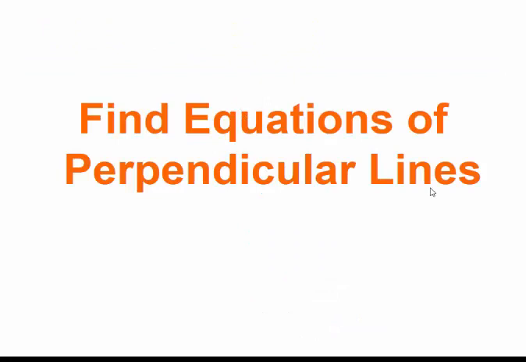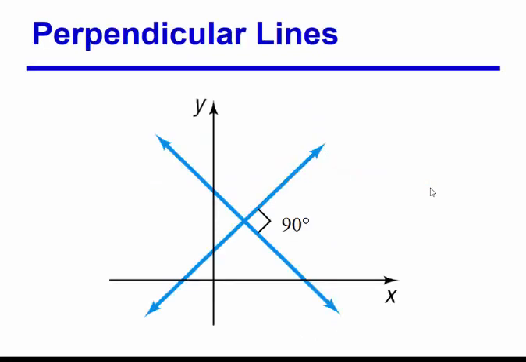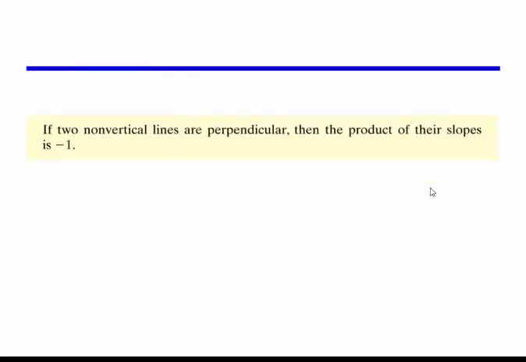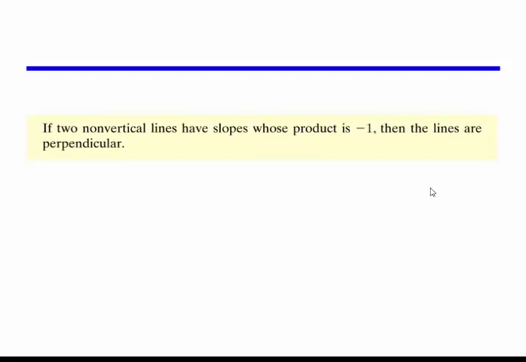Next thing is find equations of perpendicular lines. So perpendicular lines intersect and they form a 90-degree angle. The other thing is two non-vertical lines are perpendicular if and only if the product of their slopes is negative 1. So if two non-vertical lines are perpendicular, that means that the product of their slopes is negative 1. In other words, they're opposite reciprocals.